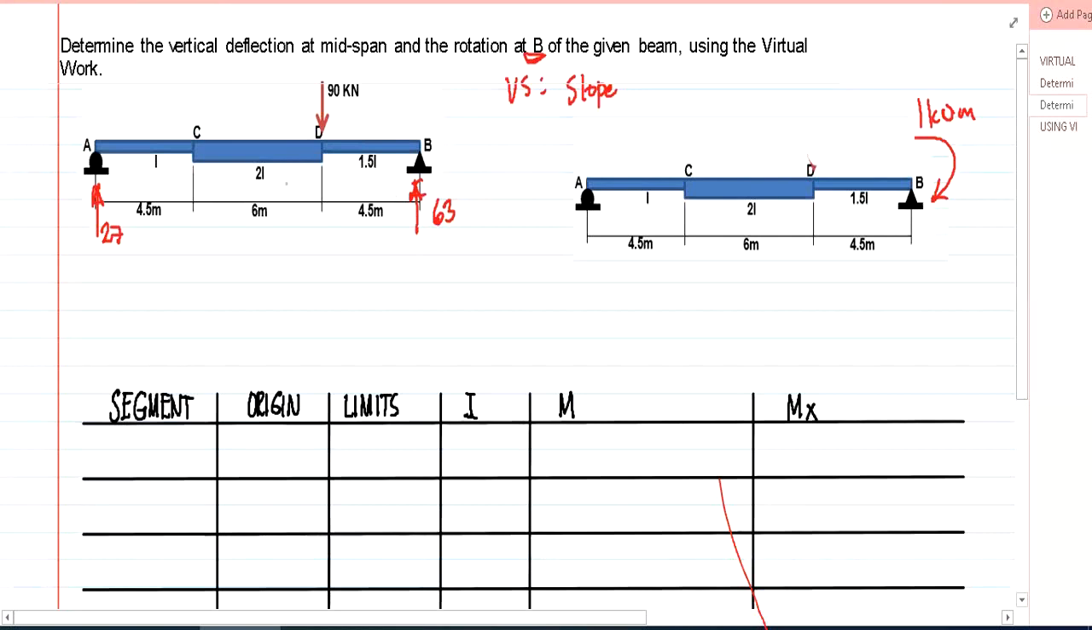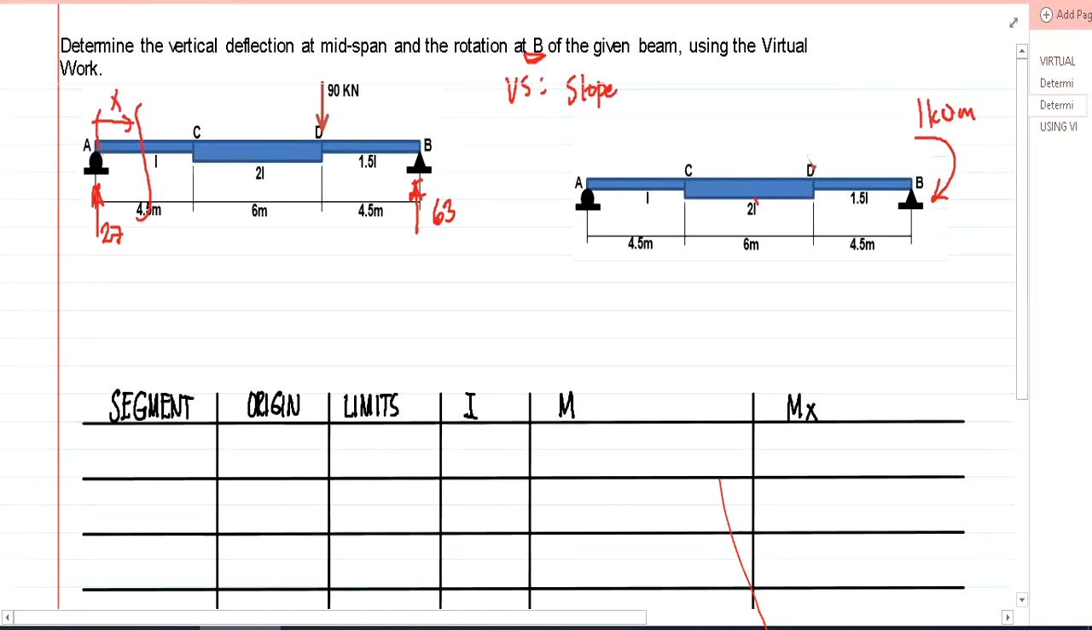Okay? Pagka tinitignan natin yung real system and yung virtual system, ilan yung magiging cutting plane natin dyan? Ilan yung magiging cutting segment natin? We have 3, di ba? AC, CD, and DB. Parehas dito sa slope. AC, CD, and DB. Kasi sa CD, wala naman tayong changes ng load dito. Wala din tayong changes ng I. Even dito, wala tayong changes ng real unit. Okay? So, tatlo yung magiging cutting plane natin.